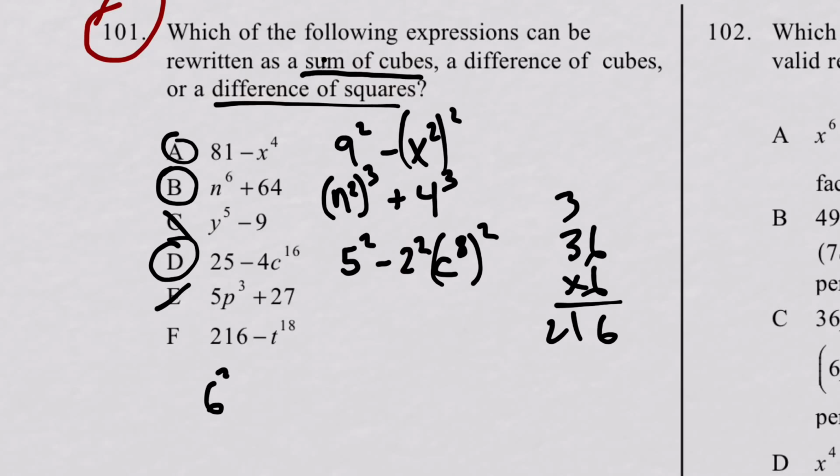It's a perfect cube. Which means that I can write t to the 18th as a perfect cube. 18 divided by 3 is 6. So t to the 18th is t to the 6th cubed. Right? Because I want to write it as a perfect cube since 216 is a perfect cube. And there you go. You have a difference of two cubes. So F also falls. A, B, D, and F fall under the categories that they asked us for.